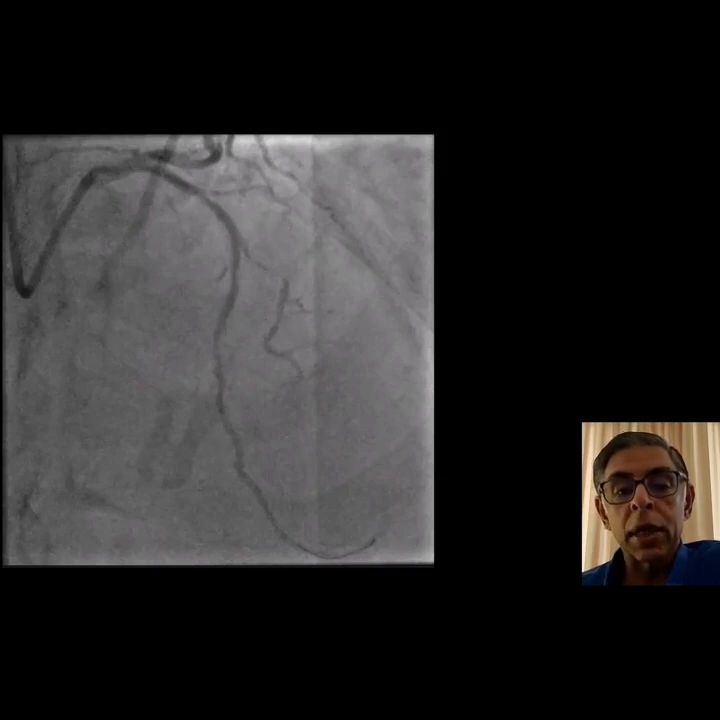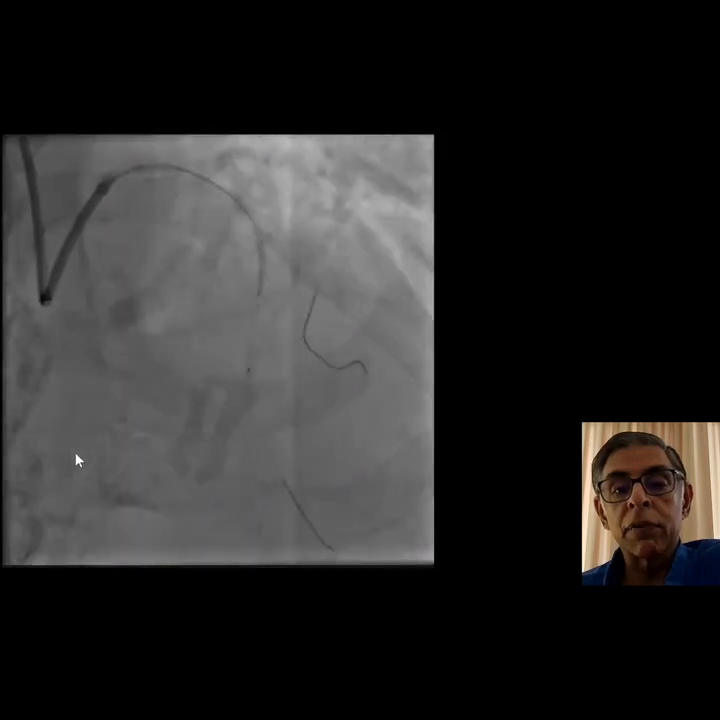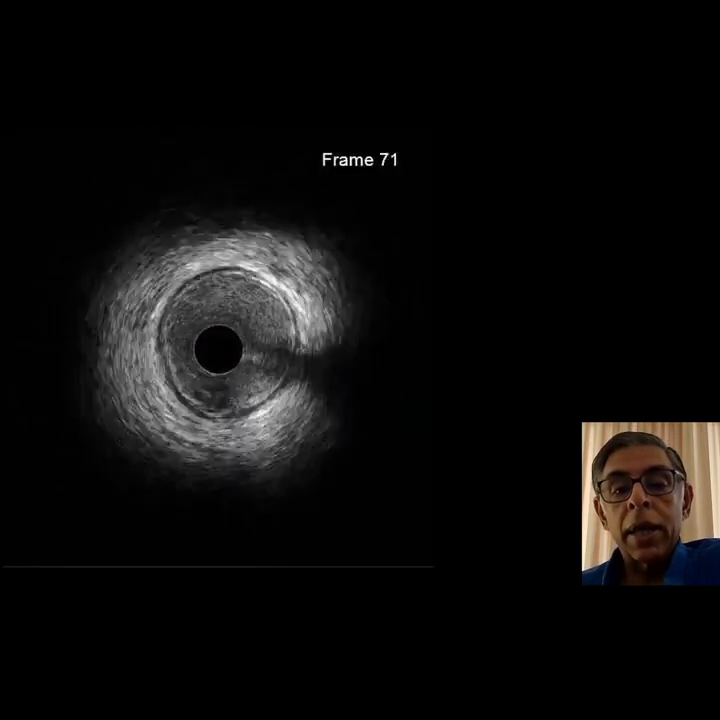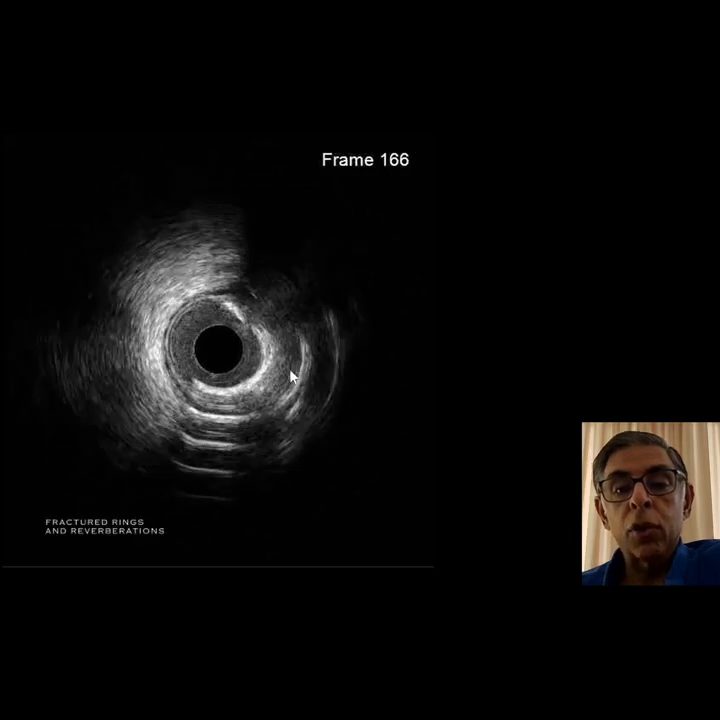The diagonal is still, not surprisingly, quite severely diseased. We then went ahead and did an IVUS run, and this is the IVUS showing that there's a good landing zone distally, and then after that you see a lot of calcium, rings of calcium with some fractures and reverberations consistent with what you would call reasonable calcium modification with the burr.